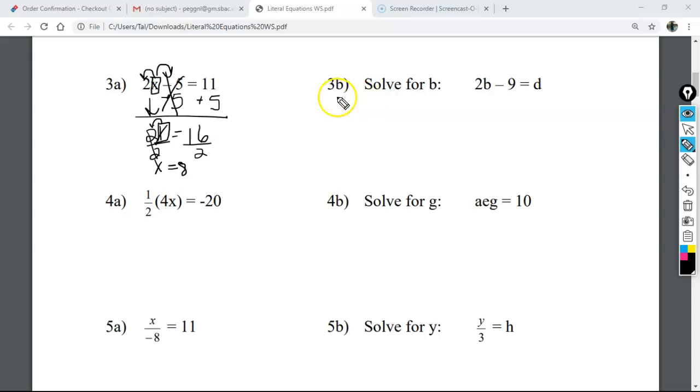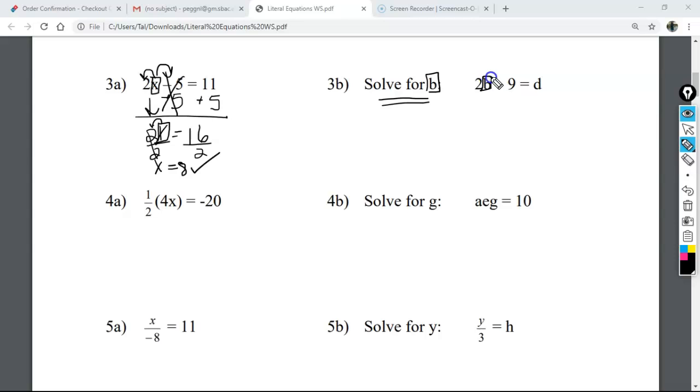As you can imagine, and what we've seen so far, on 3b, when we see a similar problem, when it asks us to solve for b, we're not going to get a nice straight answer like b equals 8 or x equals 8. It's going to literally be b equals everything else shifted around, okay?